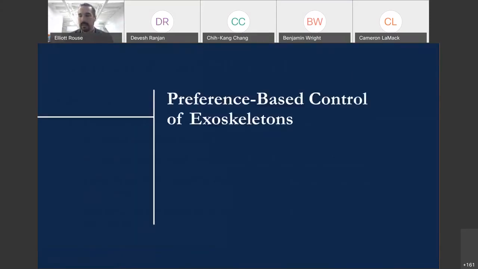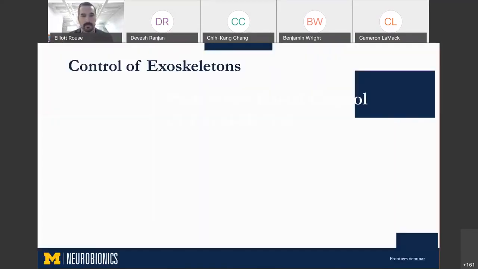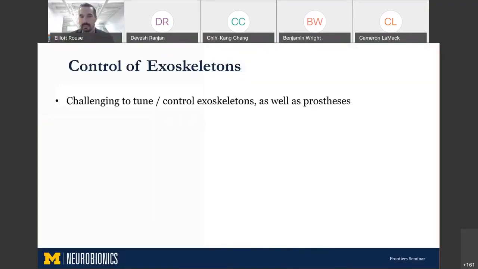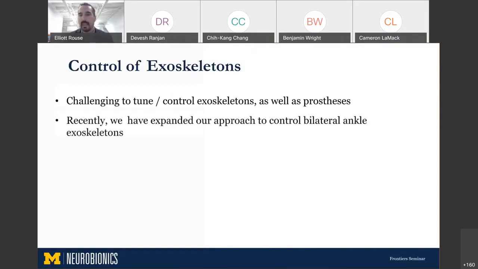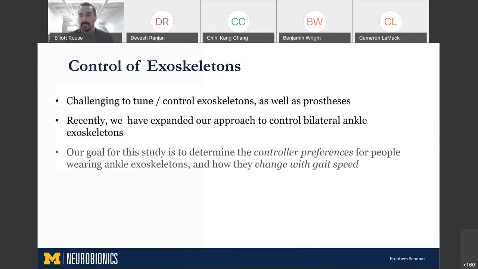Now I'd like to take this one step further and talk a little bit about a pilot study we've been doing on preference-based control of exoskeletons. So exoskeletons are also very challenging to design, tune, and control, just like prostheses. And we've been looking at an approach to control bilateral ankle exoskeletons by letting subjects self-tune, and selecting the controllers based on their preference.